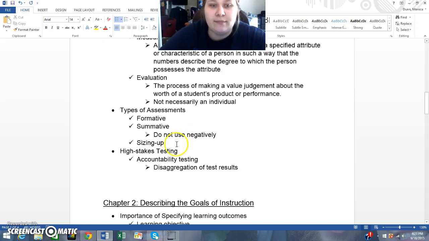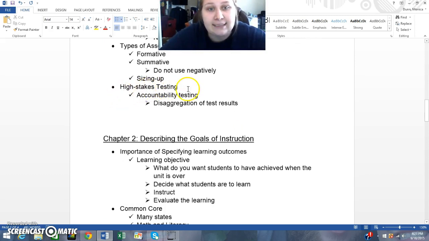And then there's sizing up, and that's basically you just kind of look and see what you think the student is capable of. Okay, and then we go on to high stakes testing, and then we have accountability testing. So people are accountable for the results, and this came into play during No Child Left Behind, and I think we're still using it today. And then there's also a disaggregation of test results, and that's where we break it down into groups. We make sure that each group is learning, not just the dominant group or not just a certain group. We make sure that all the groups are learning.